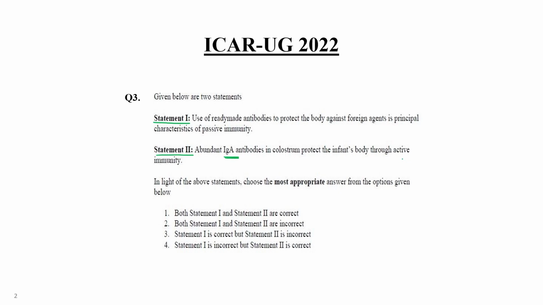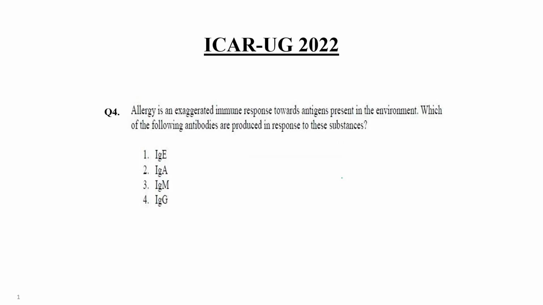Okay, so this is not an active immunity, this is a passive immunity type. So according to me, statement 2 is wrong while statement 1 is correct. So choice number 3 would be the correct answer. Clear?